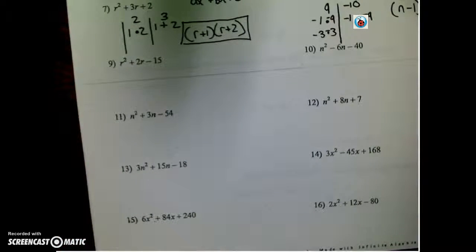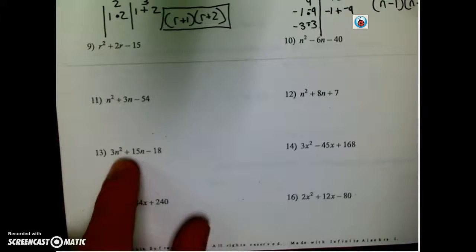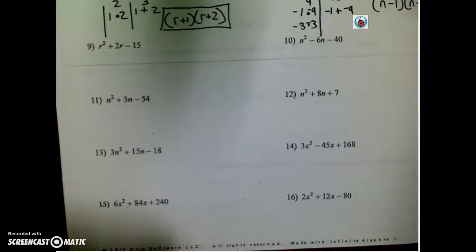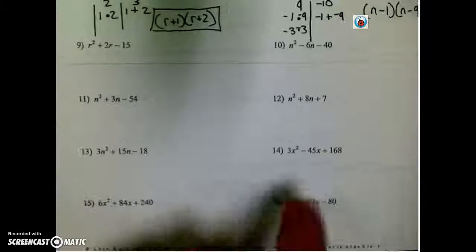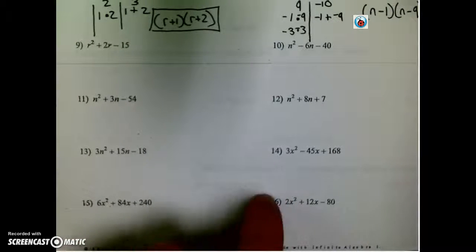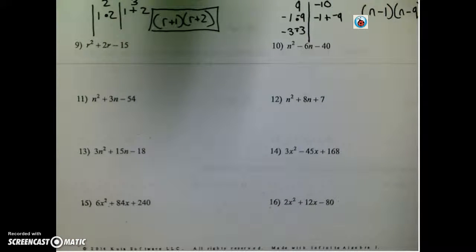All right, so if we take a look down here, always check for greatest common factor. We'll have a greatest common factor that we can pull out. These four here, we are going to have some numbers that we can divide out, so be looking for a greatest common factor. Divided by a 3.